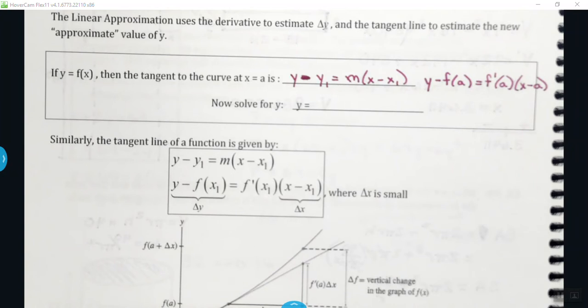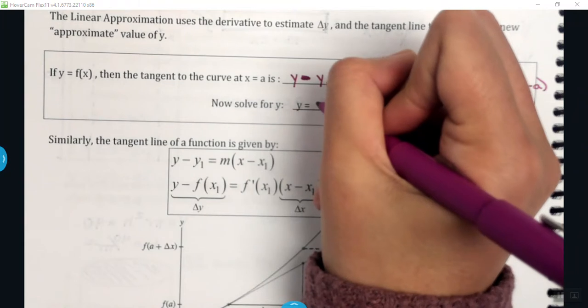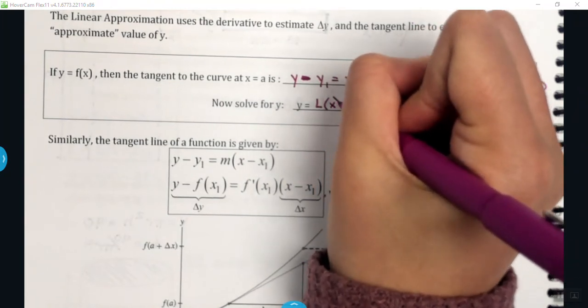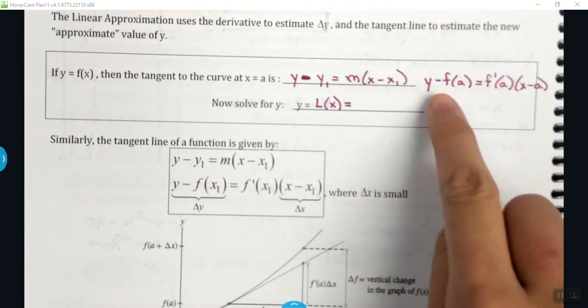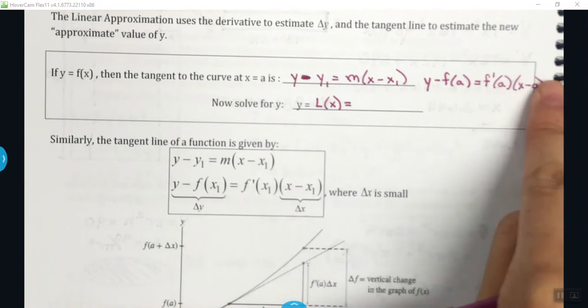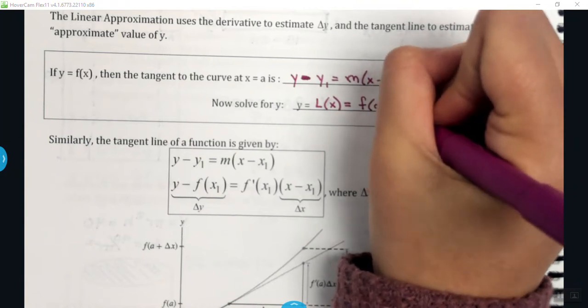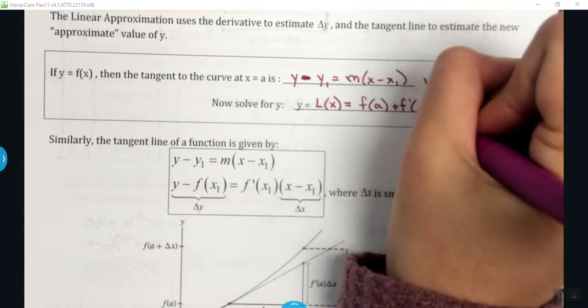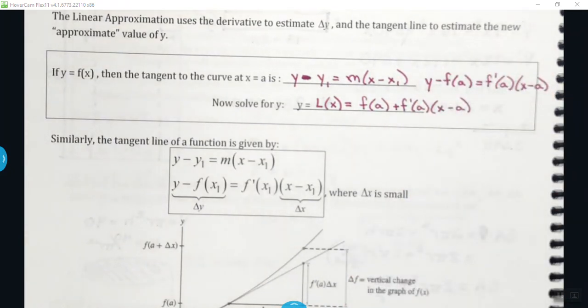Okay, so what we call a linear approximation, and when you solve for y, we usually label it L of x because it's the linear approximation for this function. So L of x equals, and you just solve for y, so you bring this f of a over to the other side. So it's f of a plus f prime of a times x minus a. But it's the exact same thing as just making a tangent line and solving for y. Okay. All right? Great.